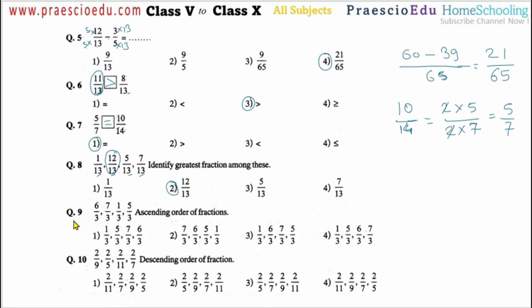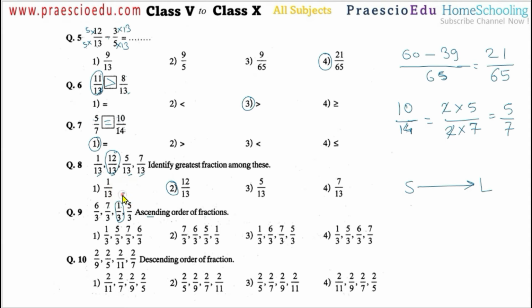Now question number 9: 6 upon 3, 7 upon 3, 1 upon 3, 5 upon 3. We have to choose the ascending order of fractions. All the denominators have the digit 3, so we have to compare on numerator basis. Ascending means from the smaller to the bigger, or larger, one. So the smaller fraction comes first, and a smaller numerator digit means a smaller fraction. So this is order 1.